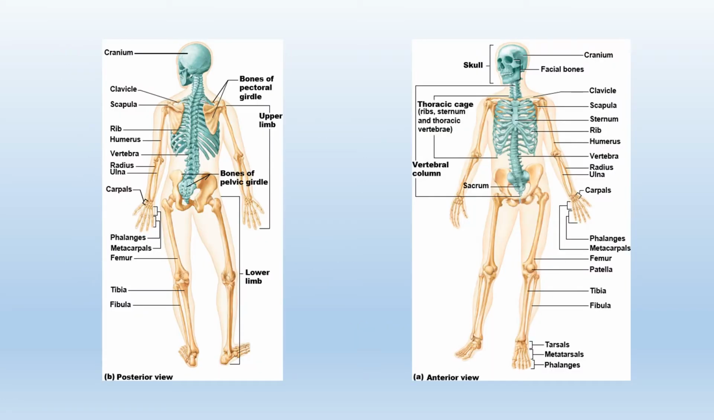This diagram here outlines the 2 major regions of the skeleton. In blue, you have the axial skeleton forming the longitudinal axis of the body, which includes the skull, the vertebral column, and the thoracic cage. In tan, you find the appendicular skeleton, which includes the bones of both the upper and lower limbs, as well as the pectoral and pelvic girdles. The girdles are responsible for attaching the upper and lower limbs to the axial skeleton.